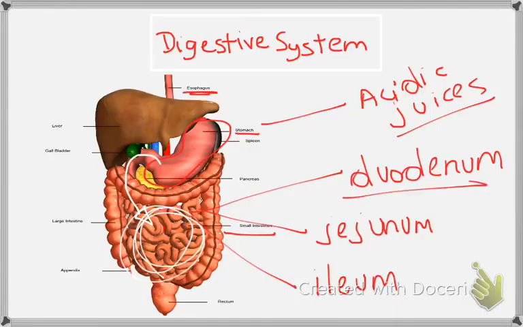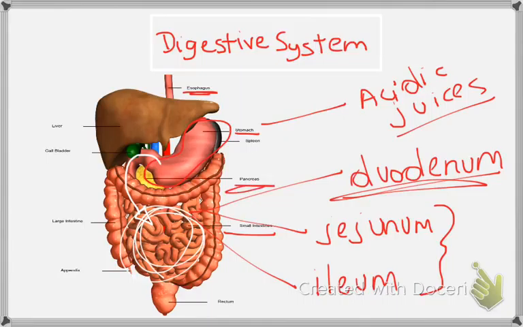What the duodenum does is it's still involved with the breakdown of food. So in the duodenum, food will still be broken down, and the ileum and jejunum would be involved with nutrient absorption. So once food is broken down, they would absorb those nutrients.